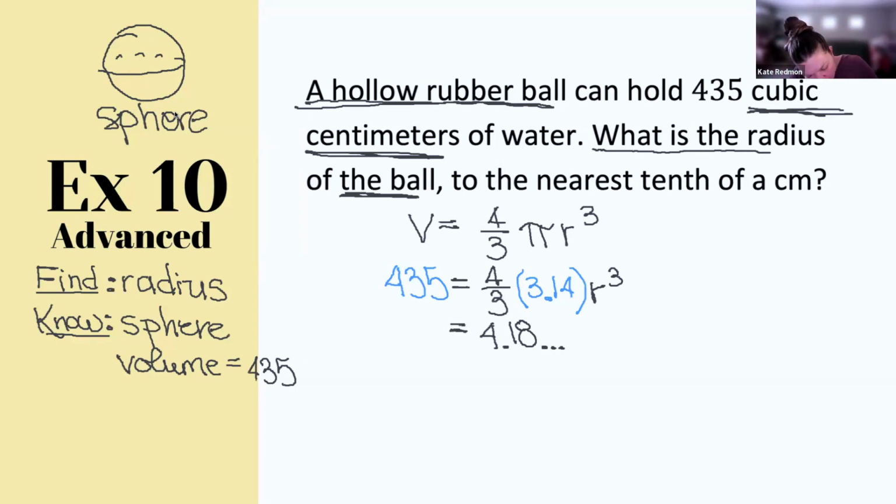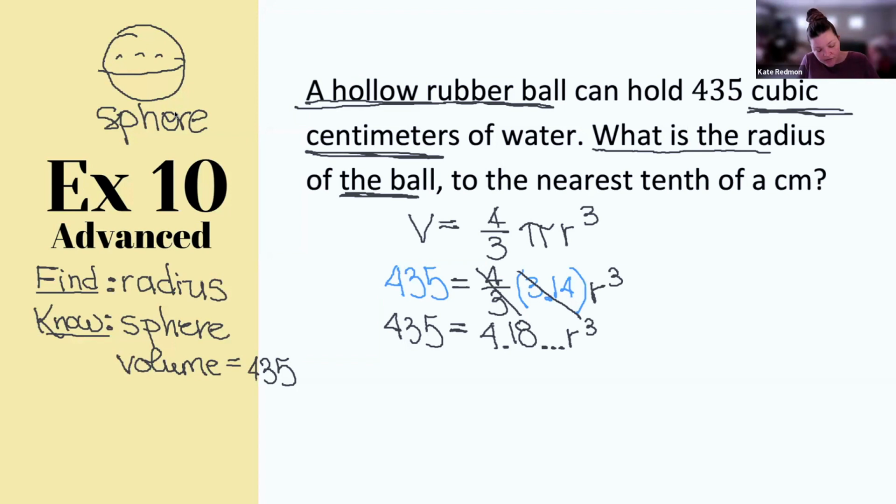And that was this piece, but I still have something, 435, on the left-hand side. Yep. And how about on the right-hand side? I still have the radius cubed. Beautiful. We've done all the simplifying we can do. We only have an R on one side. It's time to start solving.